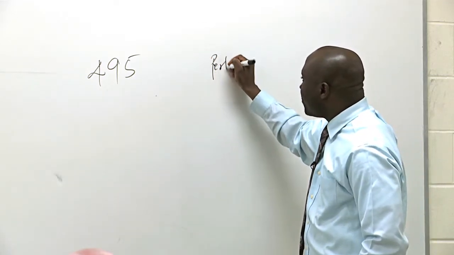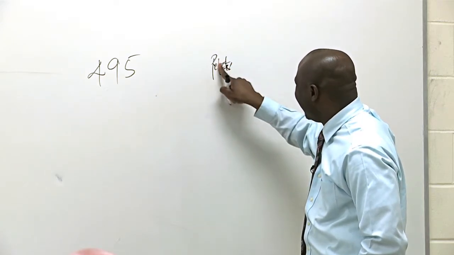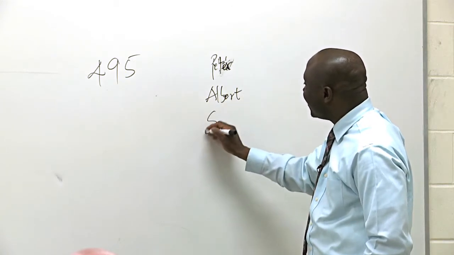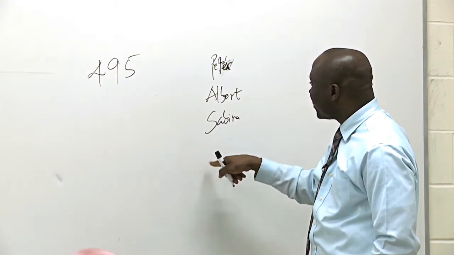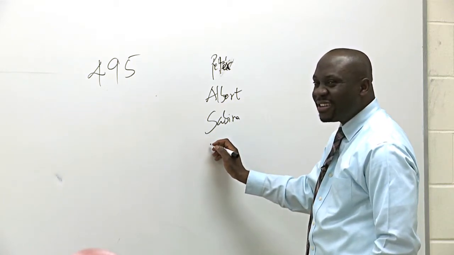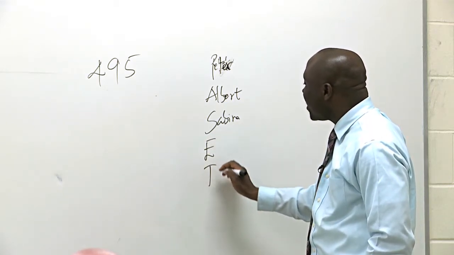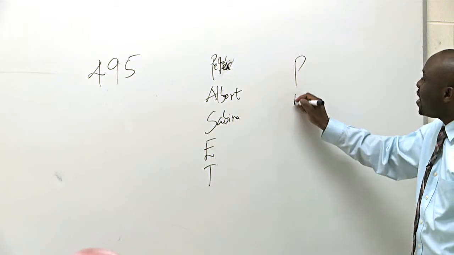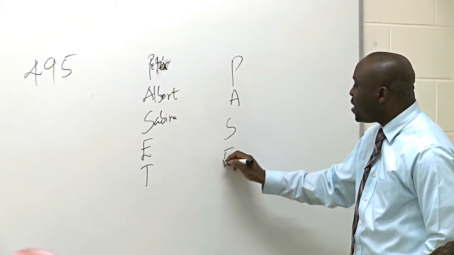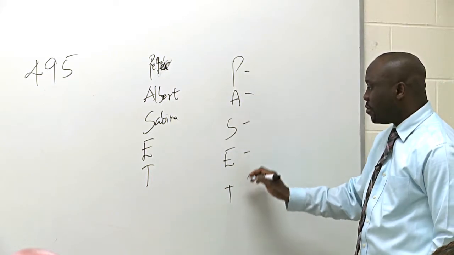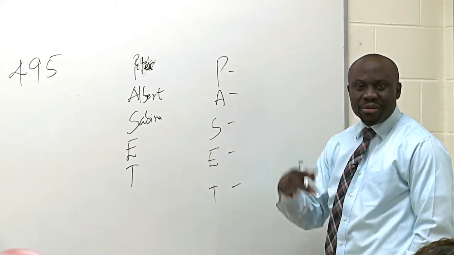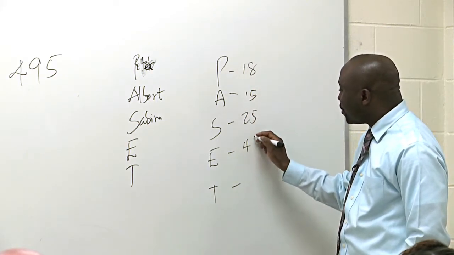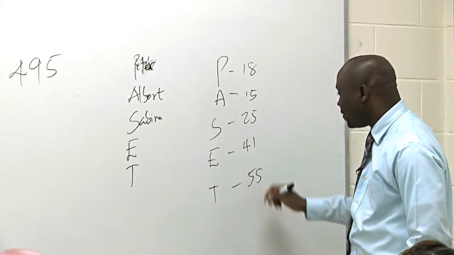So Peter, right? Albert, Sabina, who else? Ernesto and Trina. 5 people, right? So we have P, A, S, E, and T. So far, so good? I'm going to assign random ages to them. Let's say this guy is 18, this is 15, this is 25, this is 41, 55.